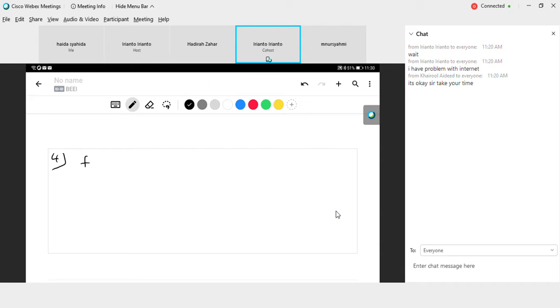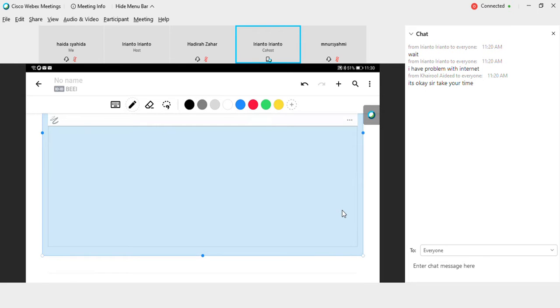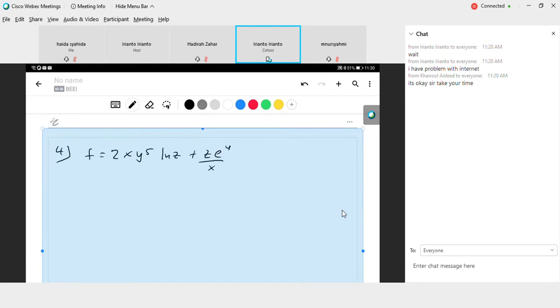So your function is 2xy^5 ln z plus z e^(y/x). Okay, now first they ask about the partial derivative with respect to x.